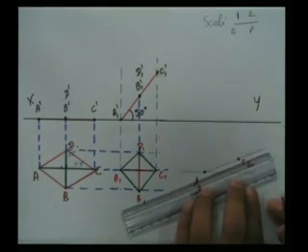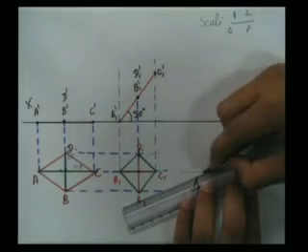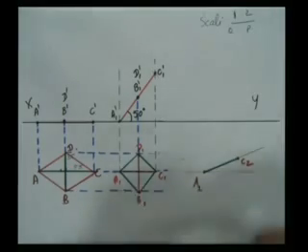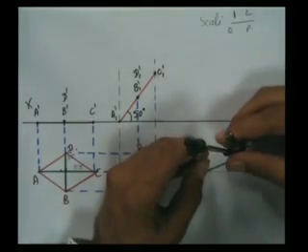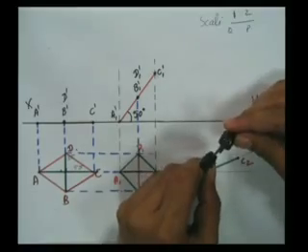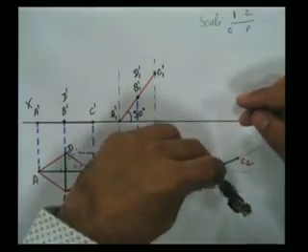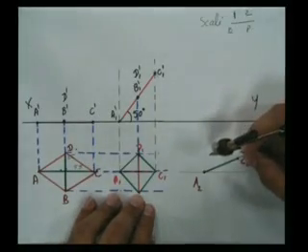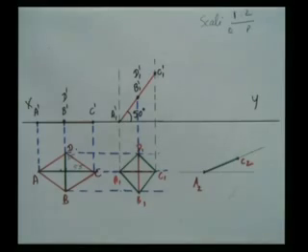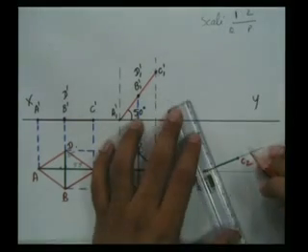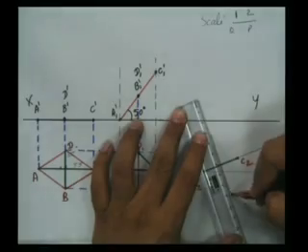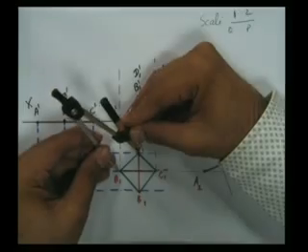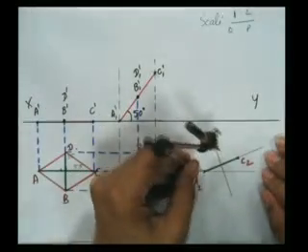I have this line. Now I draw a perpendicular bisector to this, and take the measurement AD. So I'll get AD.